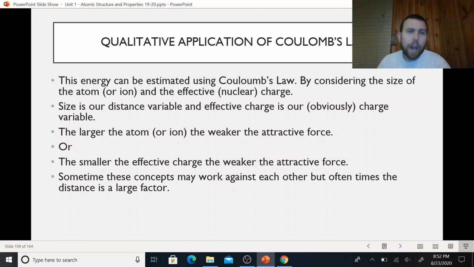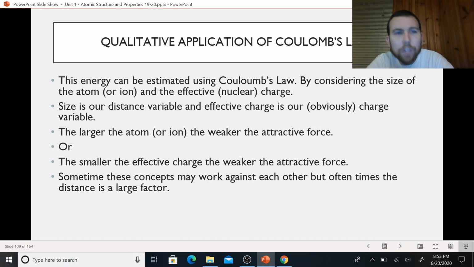Now, the size of our atom is going to be the distance component within Coulomb's law. So that r squared piece, if you were to take into consideration the distance between two of the same atom, that's going to be your distance component. And then the effective nuclear charge is what we're going to use for our charge piece in that component.